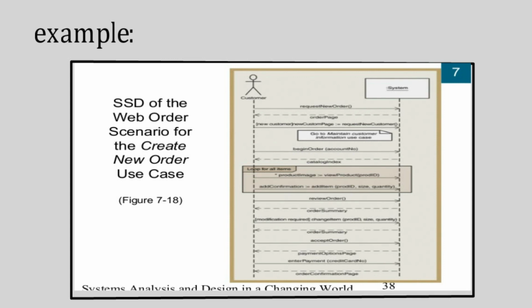If the customer is satisfied, he or she will accept the order. The system will display the payment screen. The customer enters payment information. The system will display a summary of information and send a confirmation email, and the system will finalize the order.